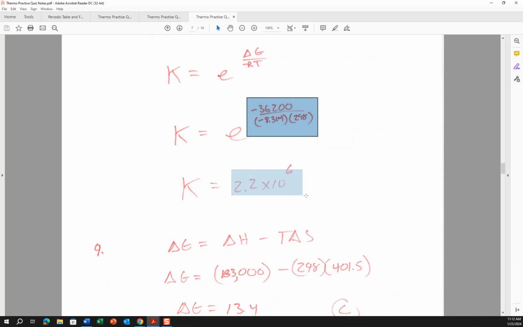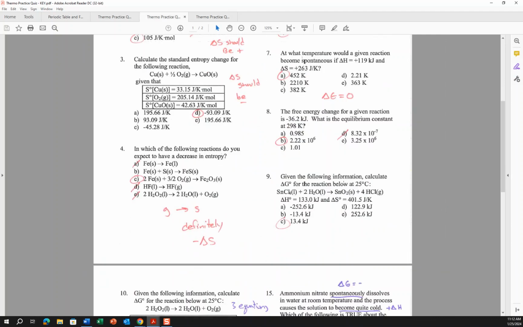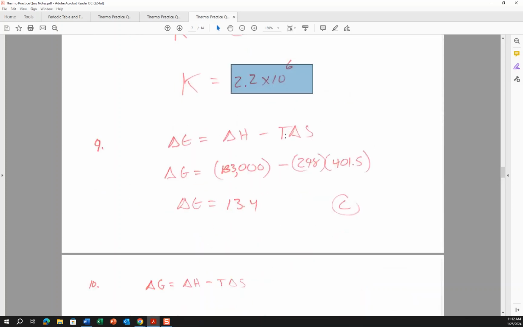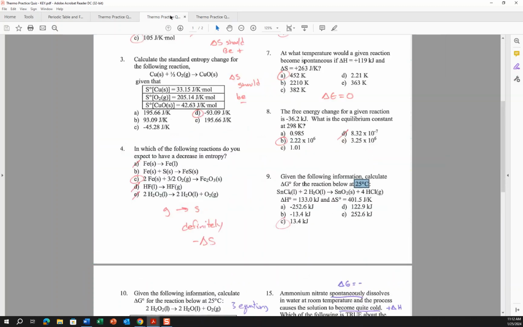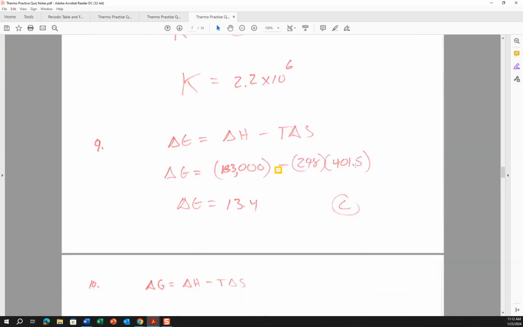All right. So number 9, given the following information, calculate the delta G. So we have the delta H and the delta S, and we have the temperature, and so we're just calculating the delta G. So we're plugging everything into this equation, but just remember, we got to make sure our units are good to go. It's in kilojoules. I converted it to joules. So when you plug in everything into this equation, you get 13,400 joules, but divide that by 1,000 to get the kilojoules. So the answer comes out to be C.